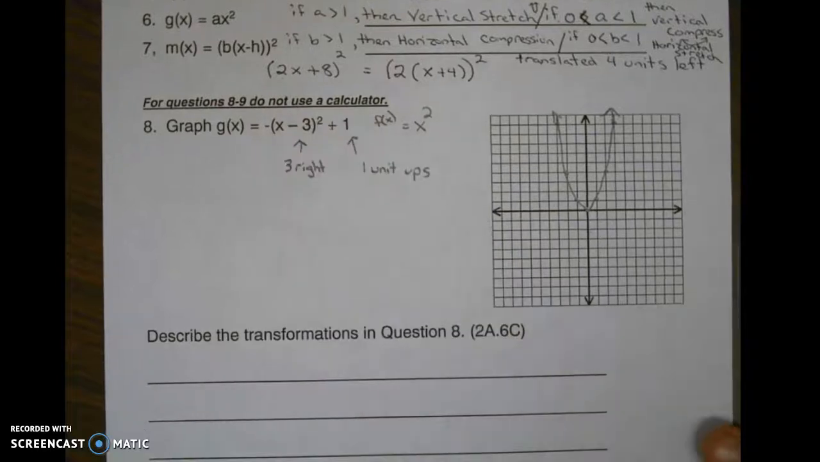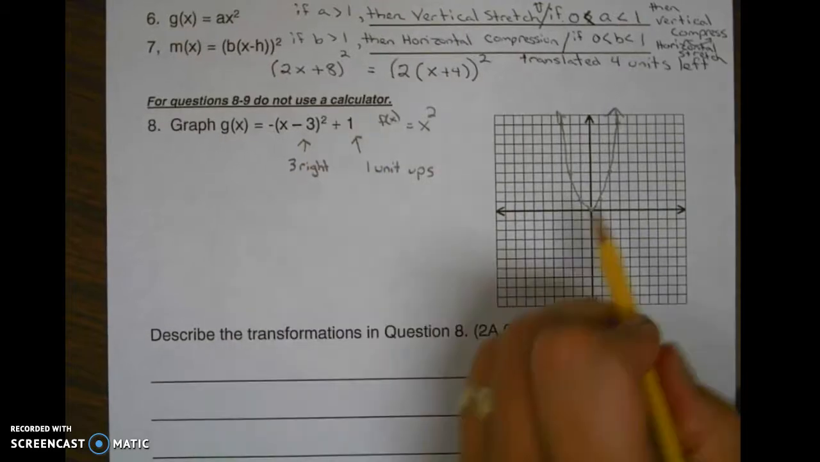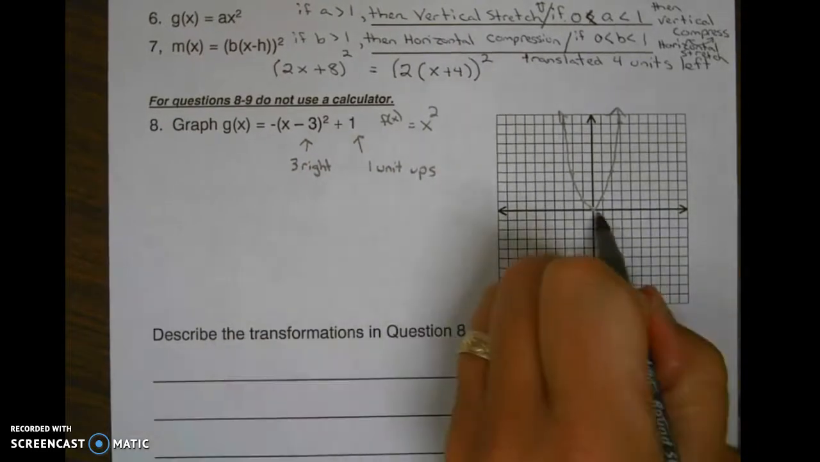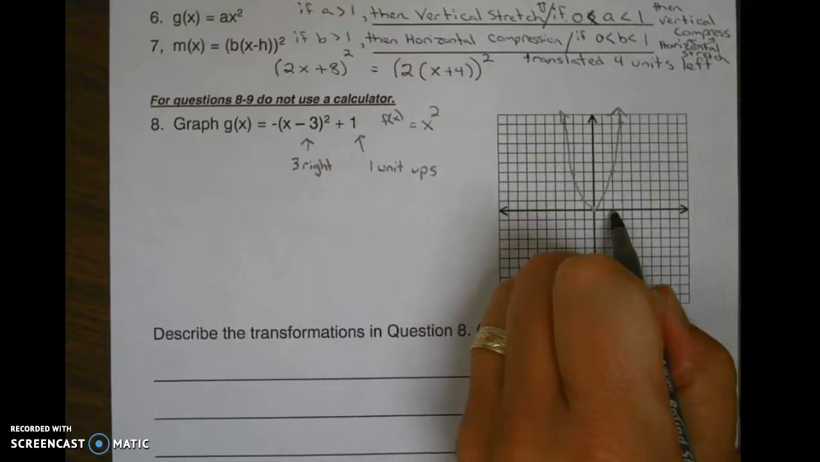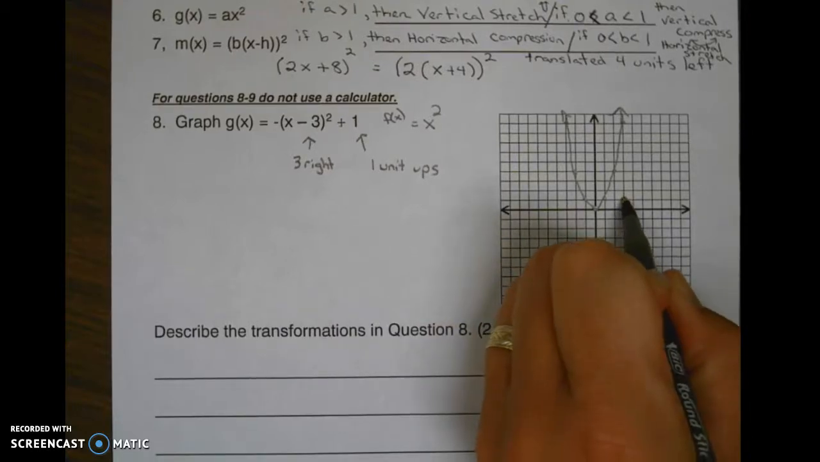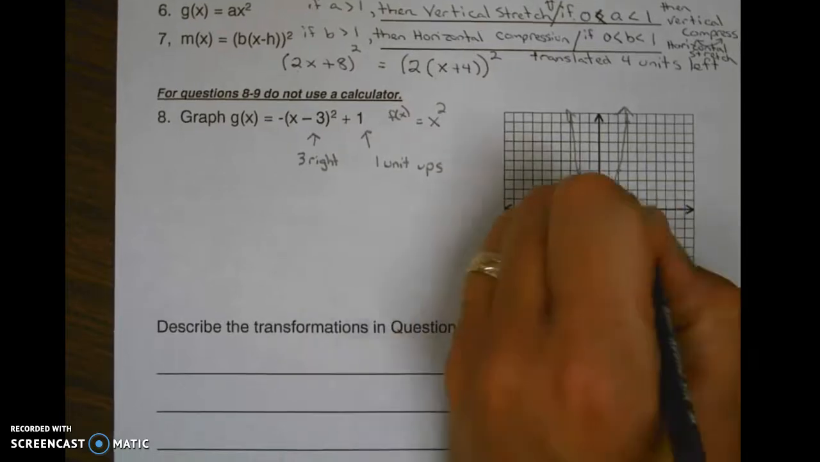Okay, we do not use a calculator for this. We can do this by hand. So we're going to go 3 units to the right and 1 up. So taking that vertex point, 3 right, 1, 2, 3, and 1 up. So the vertex went from here to here.